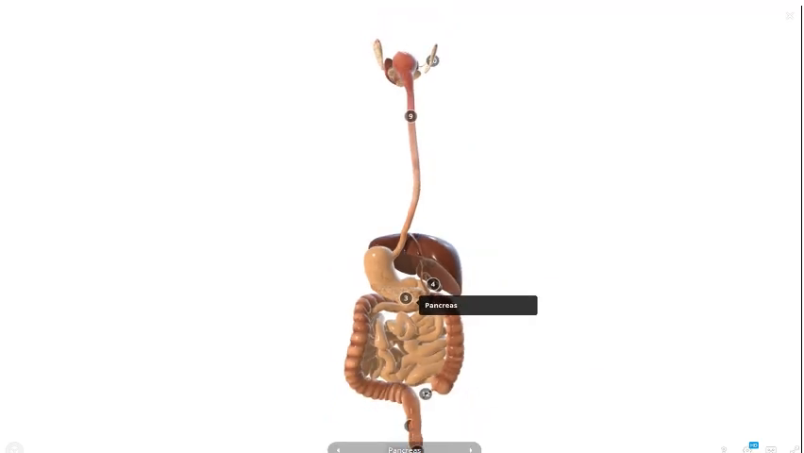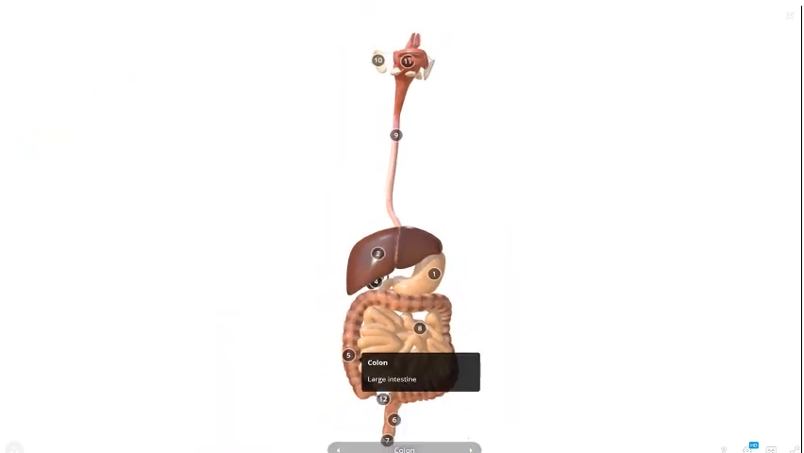So just flipping around the digestive system a bit, then we have the pancreas, and of course the pancreas produces the enzymes, and also remember it produces something called insulin, which is used in the digestion of carbohydrates. Next up is the gallbladder, which is storing the bile before it enters the small intestine.